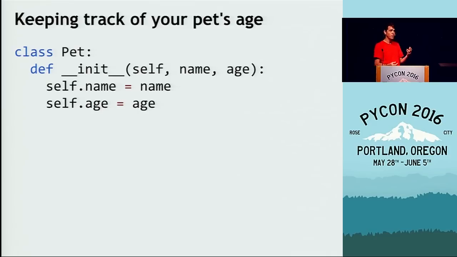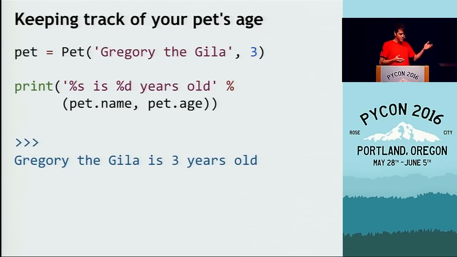Another thing about a pet is you know when you got your pet. So you kind of know the pet's age is something you save on the pet class. This is not rocket science. You've probably all done something like this. Again, I can convince you that this code works. You create a pet called Gregory the Gila, age of 3, you can print out the pet's name and age.